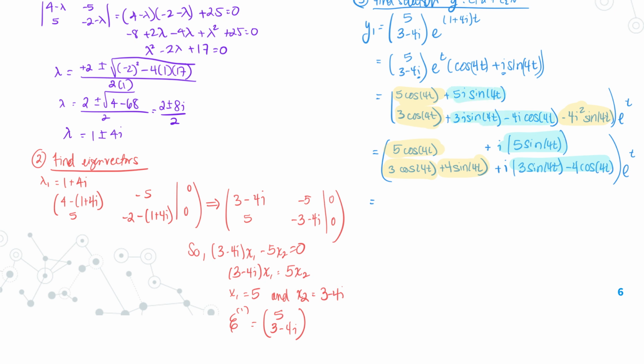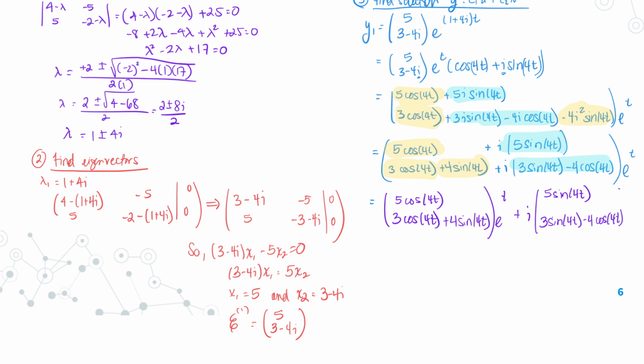And so what we're going to do is just separate them out. We're going to say that this is the real portion, which is 5 cosine of 4t and 3 cosine 4t plus 4 sine of 4t, all times e to the t. And then we have plus the i times 5 sine of 4t and 3 sine of 4t minus 4 cosine of 4t, e to the t.